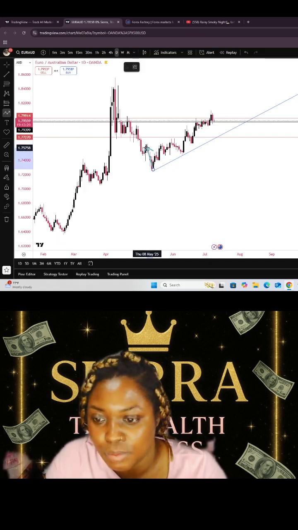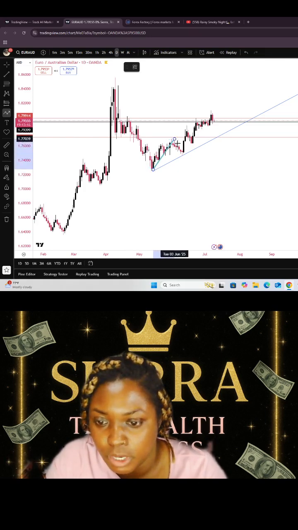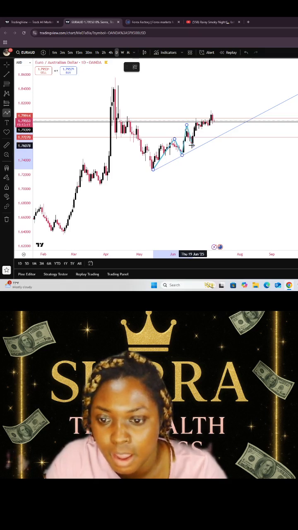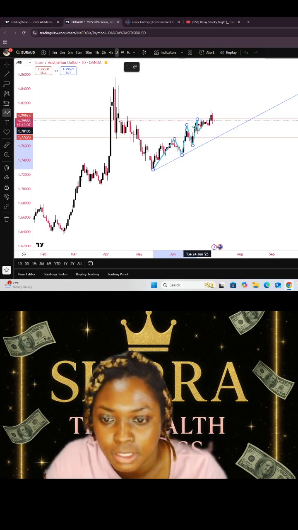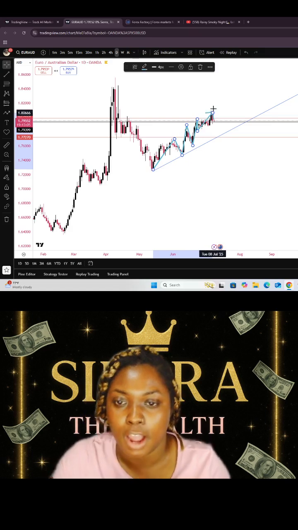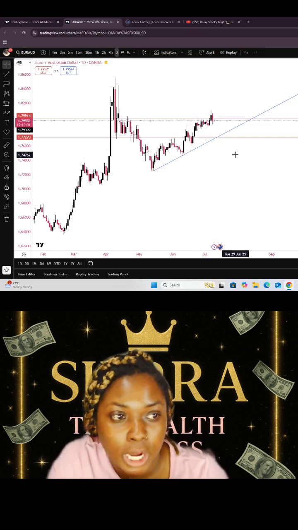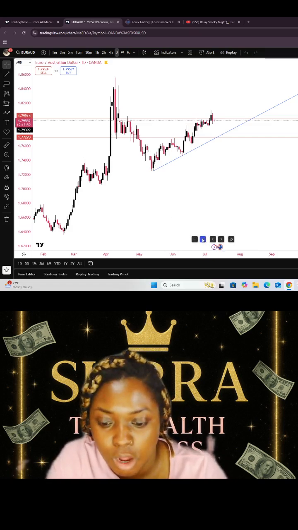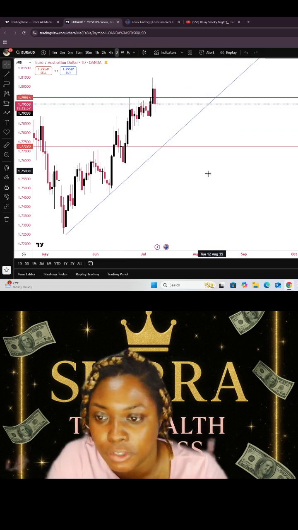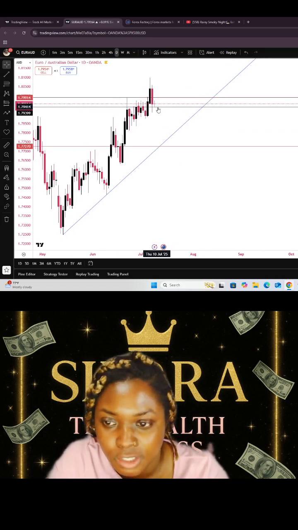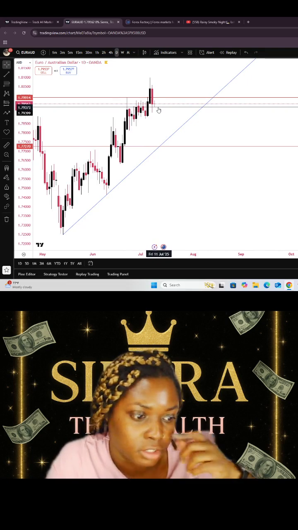Okay, this was my last structure point that led me to this last low. Price pulled back, higher high, higher low, higher high. This is technically a higher low, higher high. So it's telling me that price wants to buy. But price is currently in between two zones, so I'm not sure if it's going to buy or if it's going to sell. This red line is a zone and this black line is a zone.